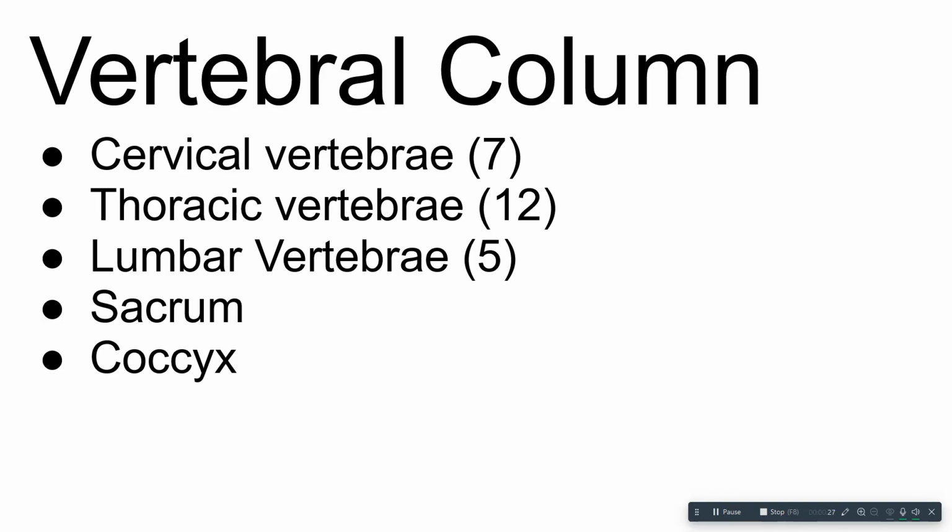In the adult, the vertebral column is made out of 26 bones. So there are going to be 24 vertebrae: 7 cervical vertebrae, 12 thoracic vertebrae, 5 lumbar vertebrae. 7, 12, 5, breakfast, lunch, dinner. And then there are also 2 bones made of fused vertebrae, a sacrum and a coccyx. So we're going to go over all of these guys.